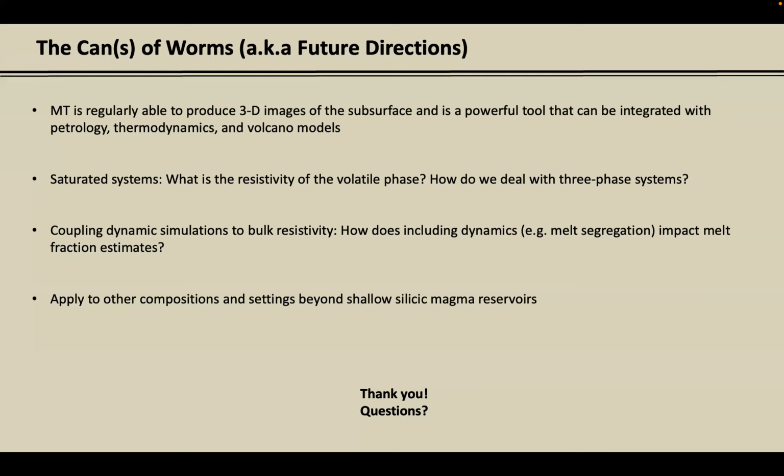And then the other thing that I'd really like to explore is coupling dynamic simulations to bulk resistivity. So for example, how does including melt segregation impact melt fraction estimates, and what are the scales and resolution issues for MT in that regard? And I'll also highlight that I've only talked about these specific silicic caldera systems, but this kind of thinking and this kind of methodology could be applied to really any composition and settings beyond shallow silicic magma reservoirs.